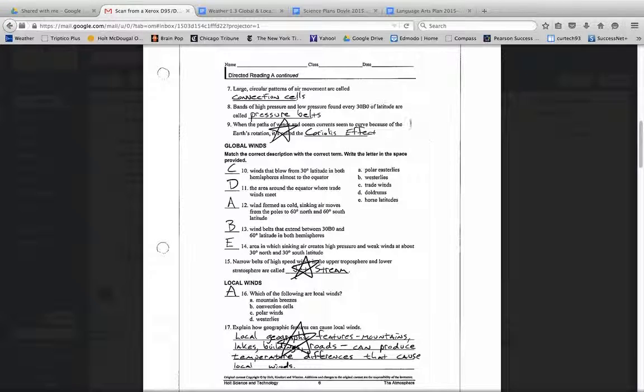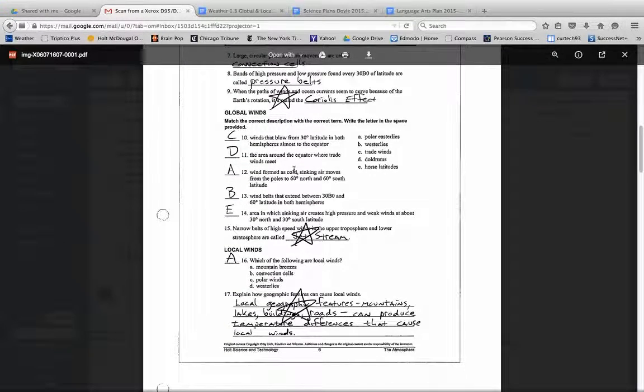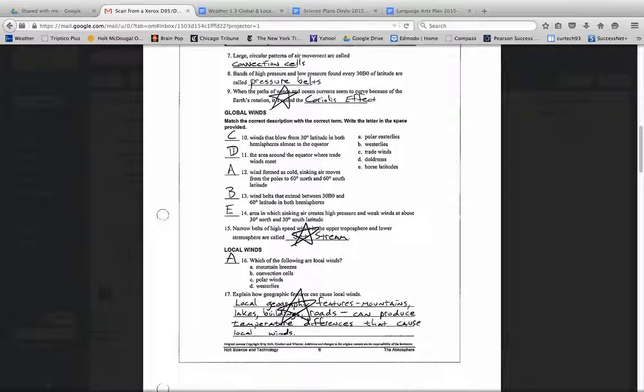So because the Earth is spinning, our atmosphere spins as well. And that spinning effect, we call it the Coriolis effect. All right, you'll be responsible to know all these different global wind patterns. So 10 is C. 11 is D, that's the doldrums. That's more of like a lack of wind than a wind pattern. 12 is A, polar easterlies.